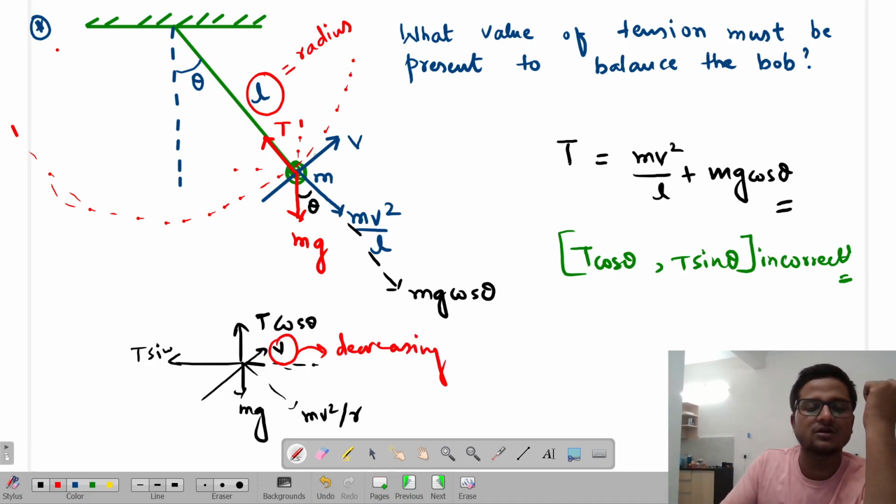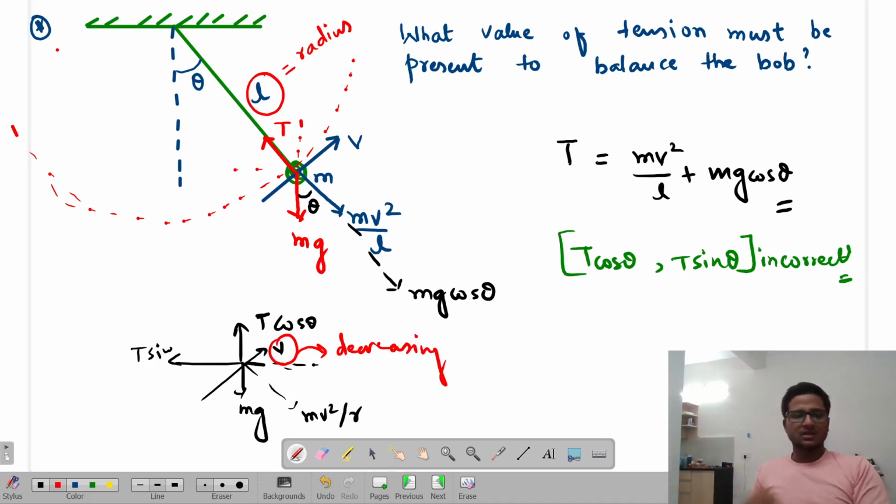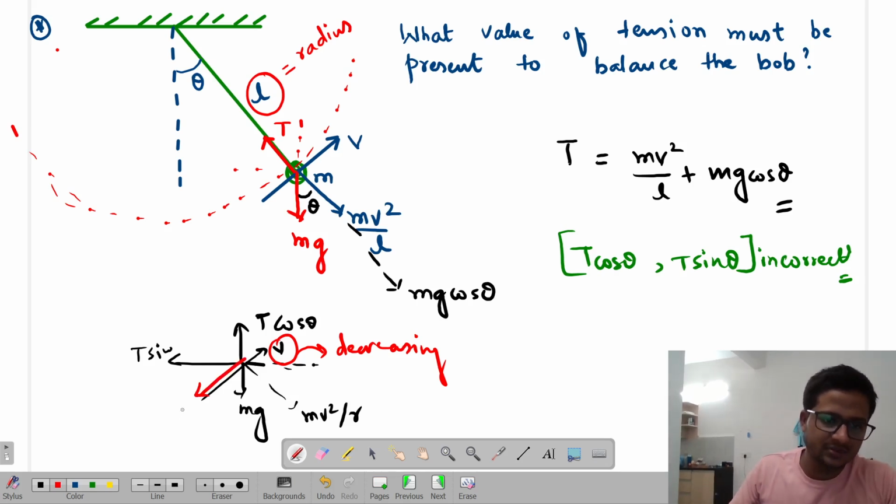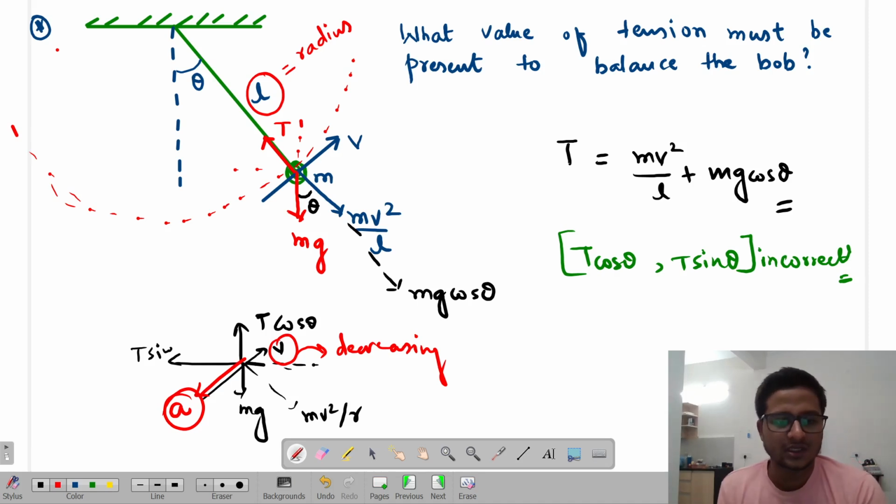Yes, the velocity in a pendulum, if it is pendulum motion, will go on decreasing. That means in this particular direction there is the presence of some kind of acceleration in the opposite direction, which is reducing that velocity.